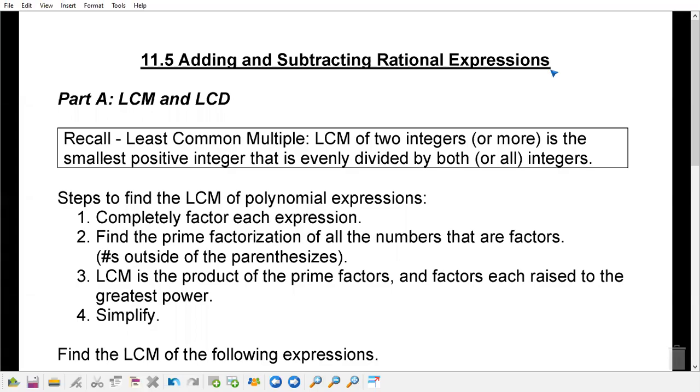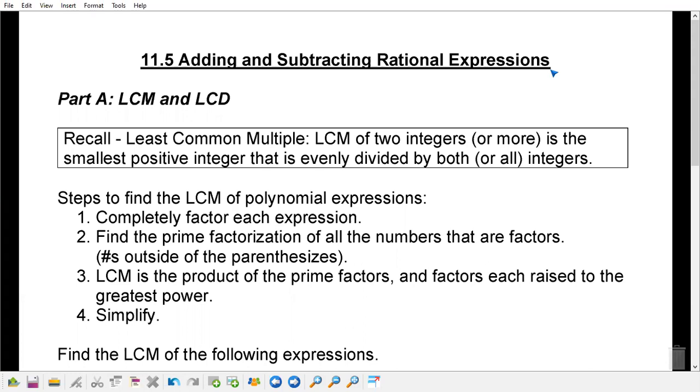Okay, so we're starting 11.5, adding, subtracting rational expressions. This is part A, LCM and LCD. So recall that the least common multiple, LCM, of two integers or more is the smallest positive integer that is evenly divided by both or all integers. Okay, so keep that in mind.